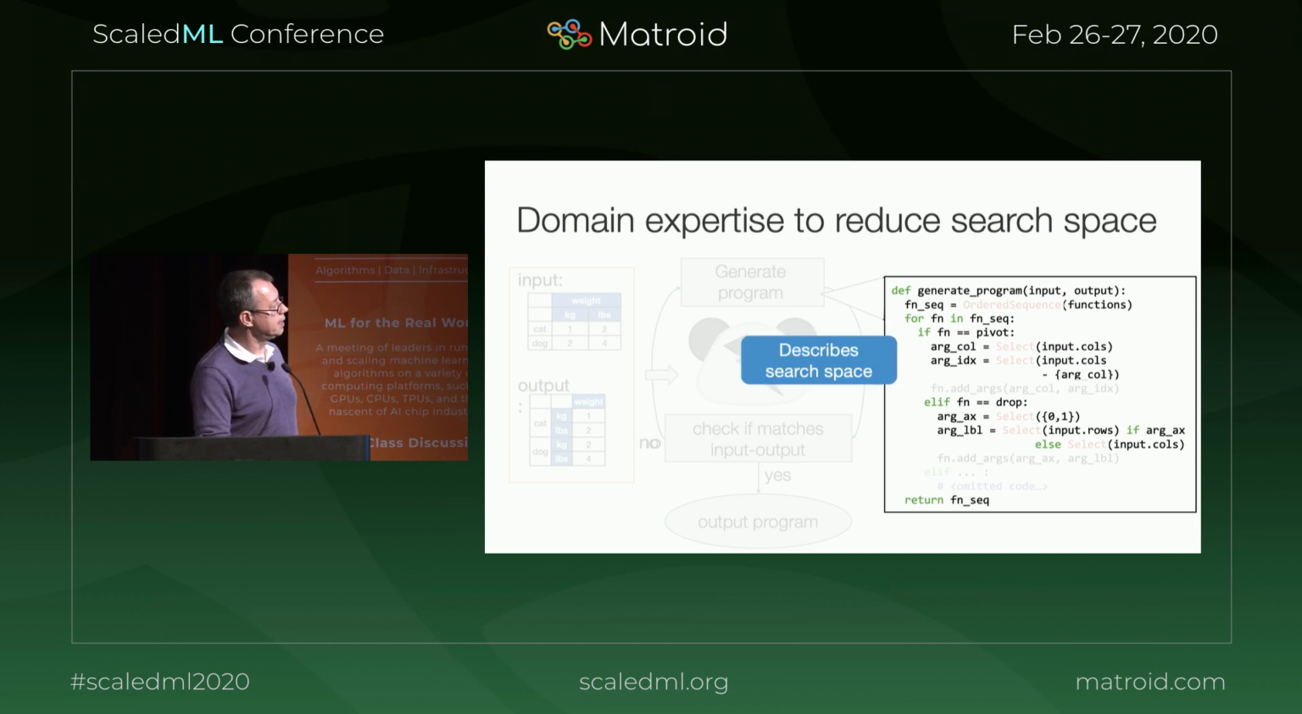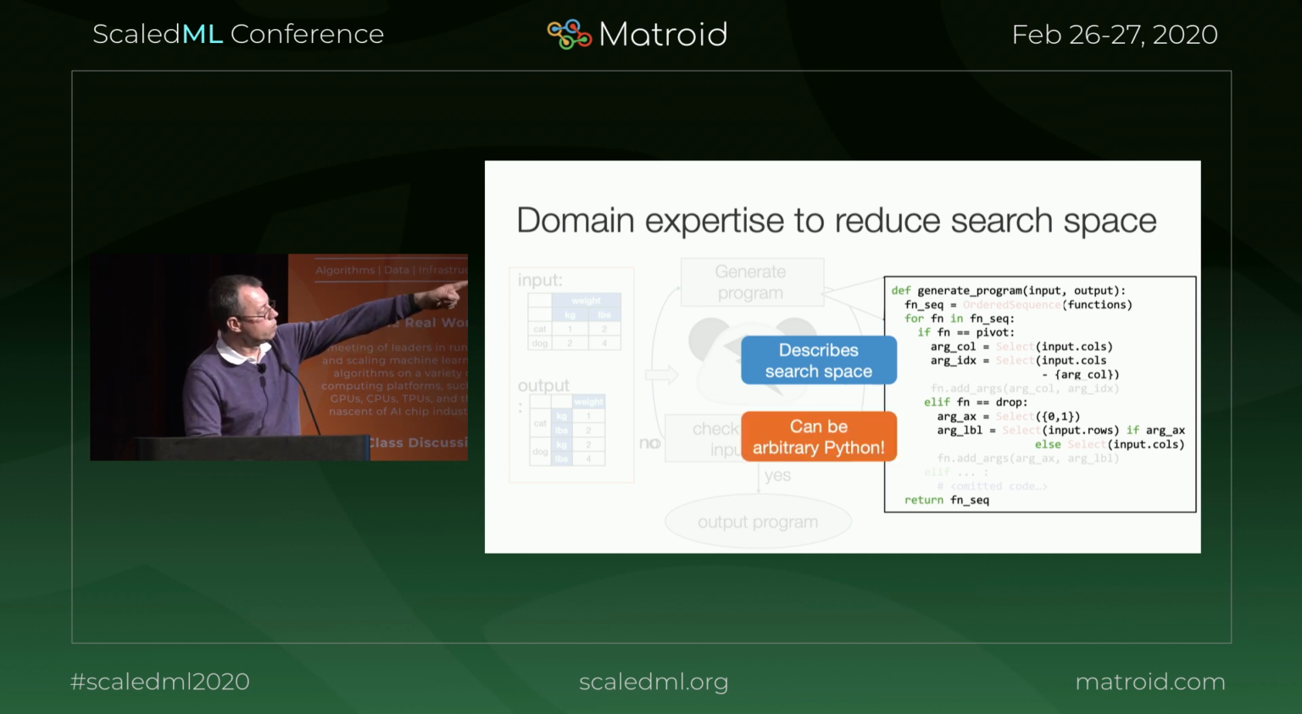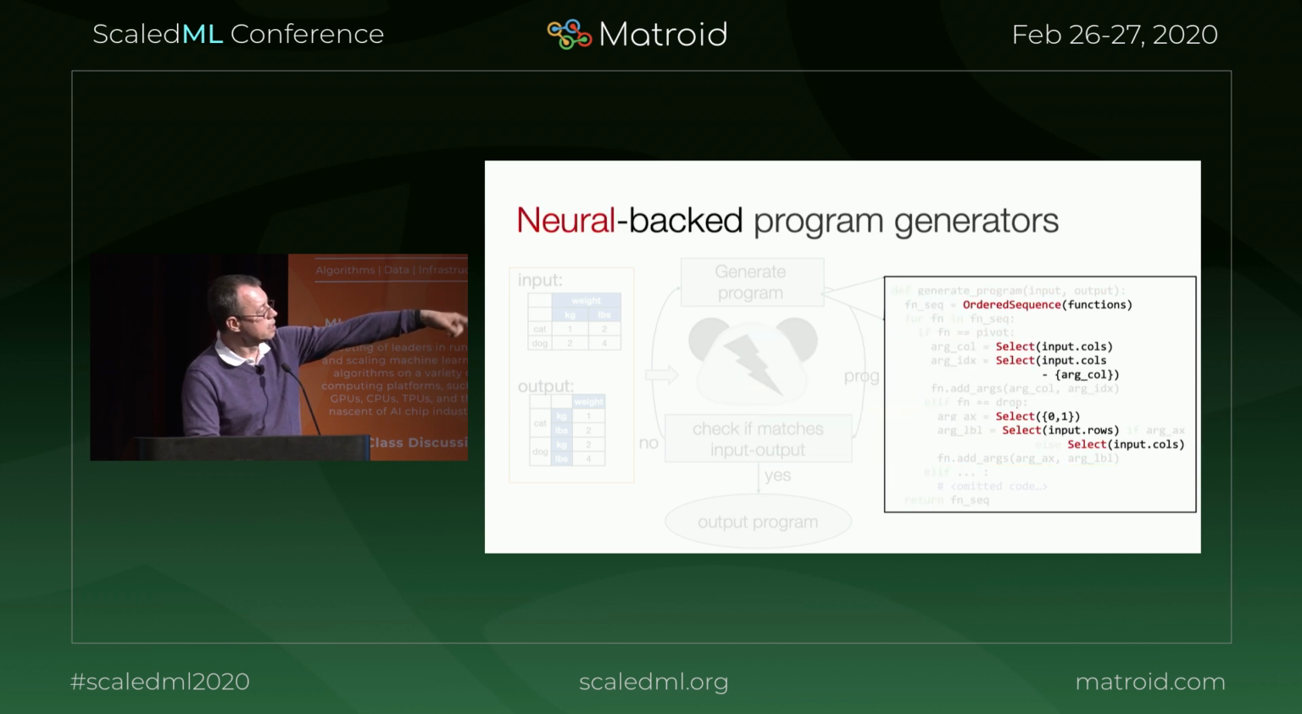I'm not going to go into details, but we write the generators, and then for each place where we need to make a choice, we have the select functions, and each select function is backed by a neural network.